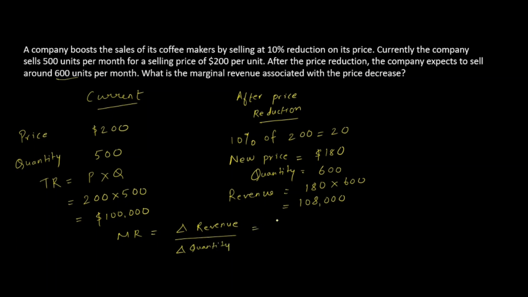So this is equal to, my change in revenue is 108,000 minus 100,000, this whole thing, divided by my change in quantity, which is 600 minus 500. So if I calculate this, I get $80. So this is my marginal revenue.